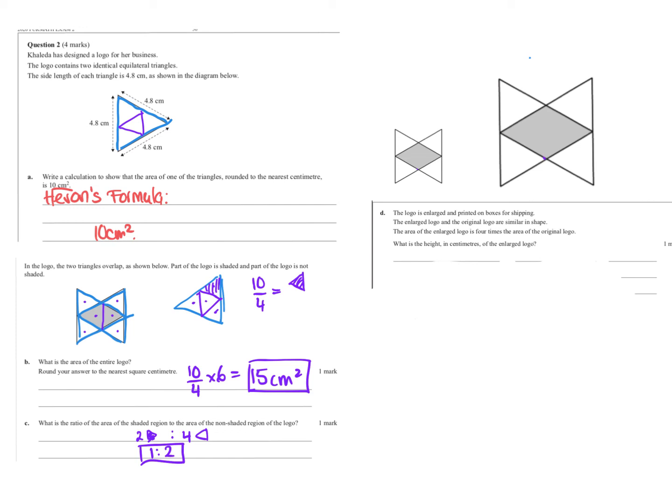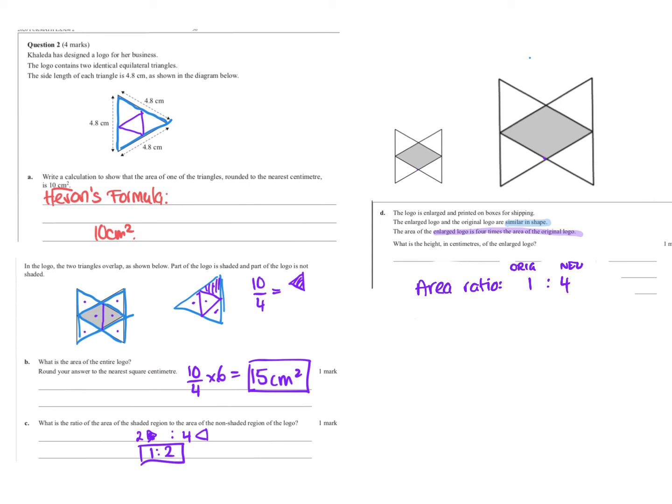The enlarged logo and the original logo are similar in shape, so they've told us similar. The area of the large logo is 4 times the area of the original. So they just gave me an area ratio there. If I just wrote that down, area ratio, we would say 1 to 4. This was the original, this is the new enlarged one. And they're saying, because they're similar, that's why.